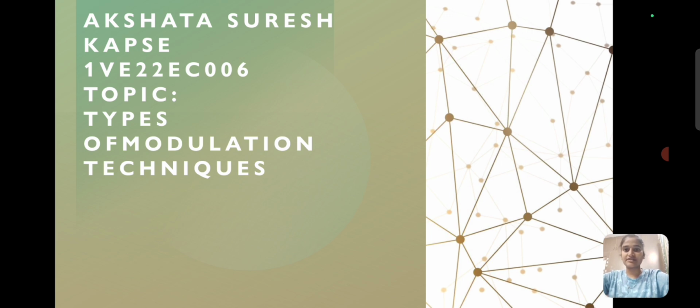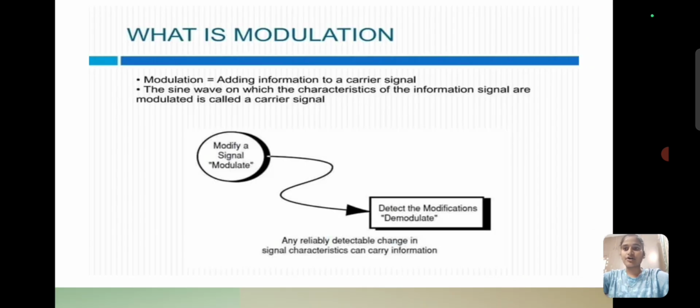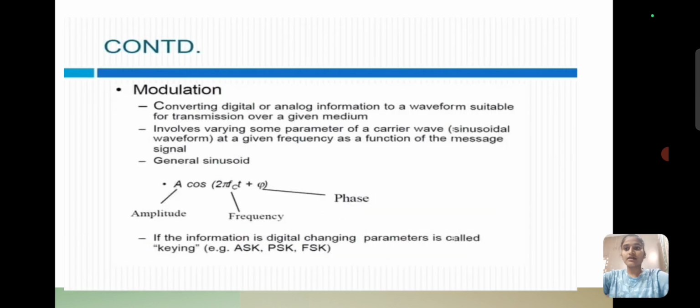Today I am here with the subject digital communication. So let us go with the topic types of modulation techniques. Let us see what is modulation. Modulation is nothing but adding information to a carrier signal. Here the carrier signal is the sine wave on which the characteristics of the information signal are modulated. This is called the carrier signal. And here in the image you can see the modified signal is nothing but the modulated signal, and detecting the modification is demodulation.